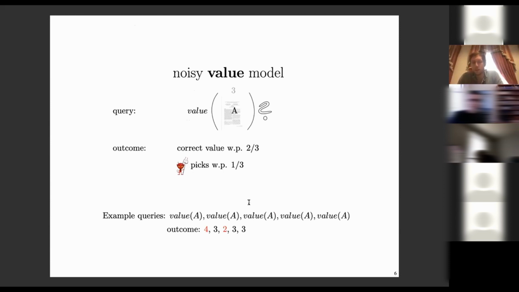And because this wasn't very clear, let me do this again. So essentially every query is correct with probability 2/3, independently of the other queries. And with 1/3, it can be an arbitrary value. Is that clear so far?